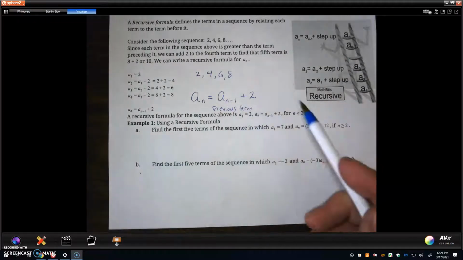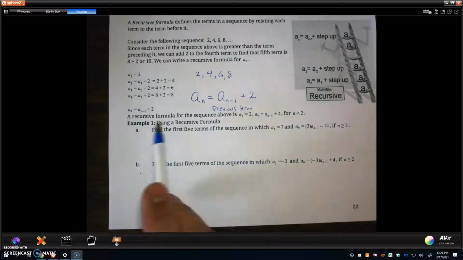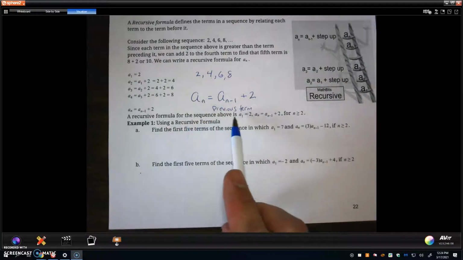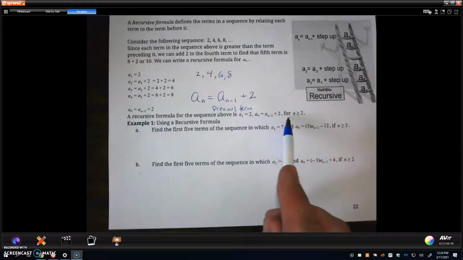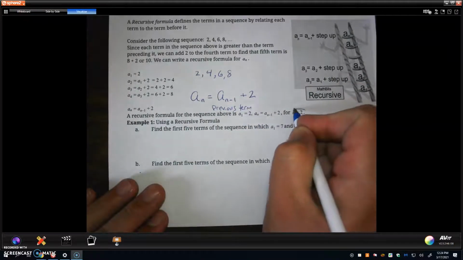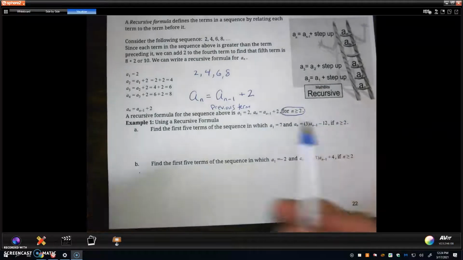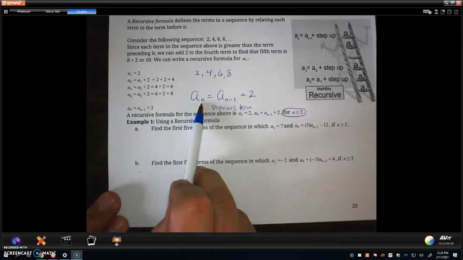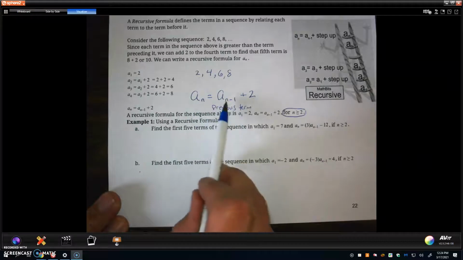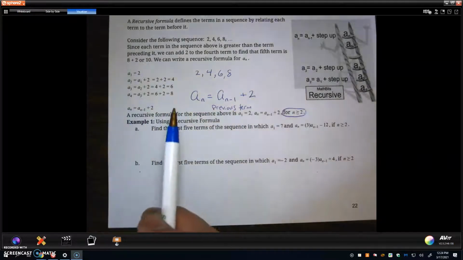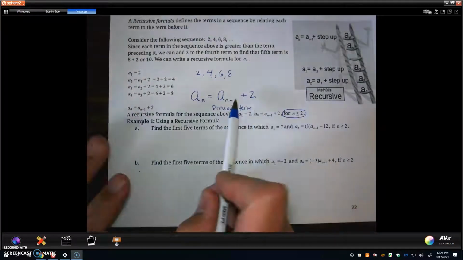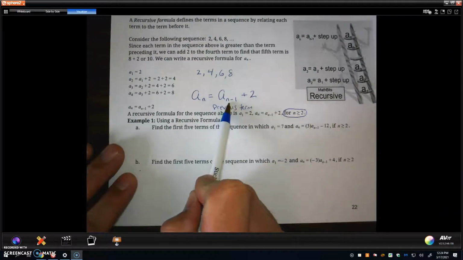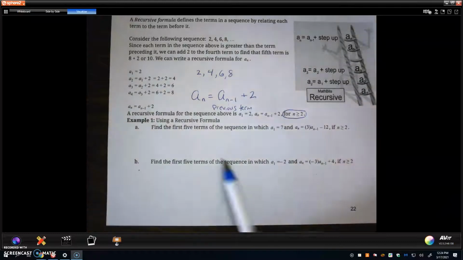In order to do these formulas, you need to know your first term. So it says a recursive formula for the sequence above is a sub 1 equals 2, a sub n equals a sub n minus 1 plus 2, and then there's some domain. The reason you have a domain is because if I tried to find the first term, you can't take the 0 term. So if your problem starts with the first term, you can't necessarily take a sub 1, because then you'd have the 0 term, which we don't have, so it doesn't exist.